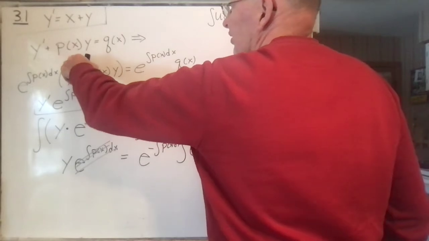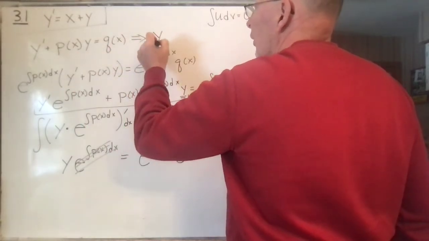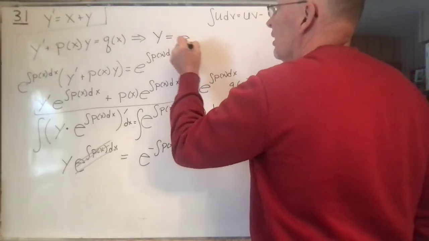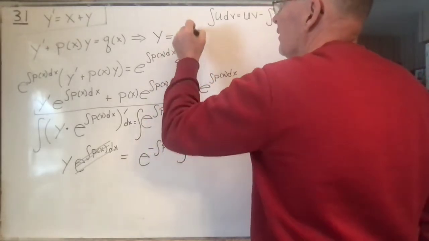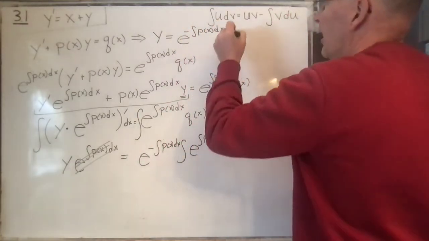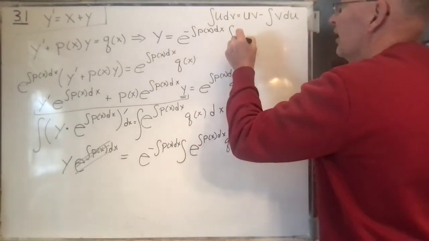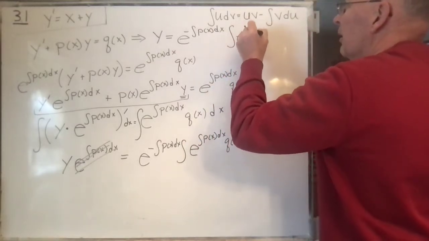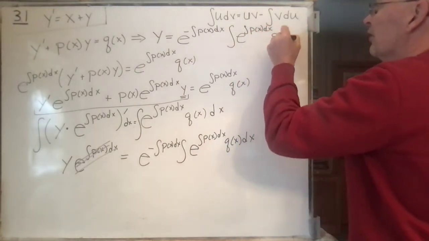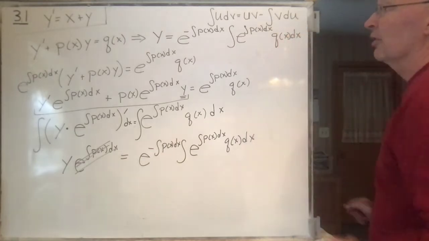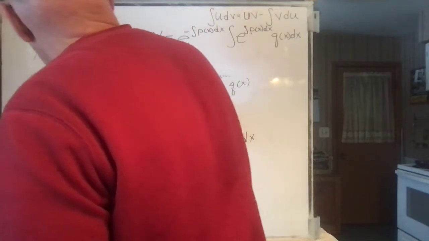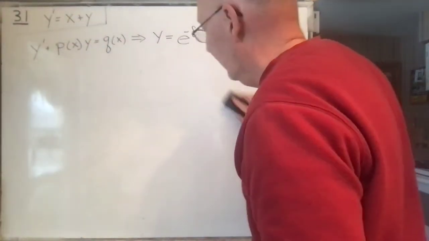The solution of this first order linear differential equation is y is equal to e to the negative integral of p of x dx times the integral of e to the positive p of x dx all times q of x dx. Looks pretty impressive, doesn't it? There's your final answer right there.